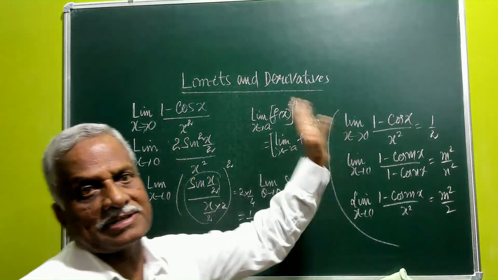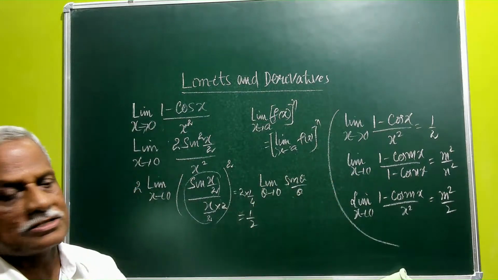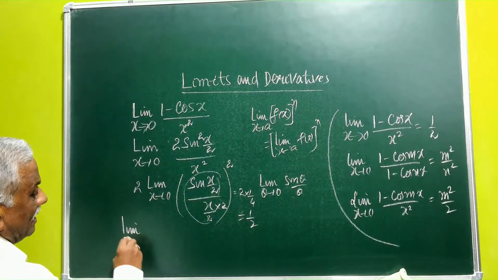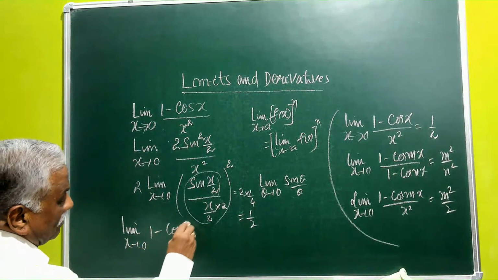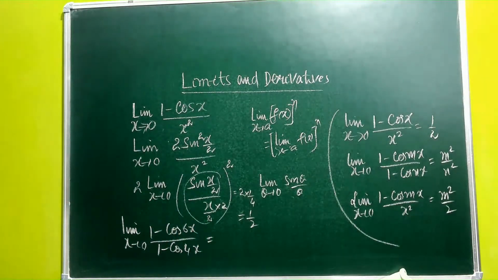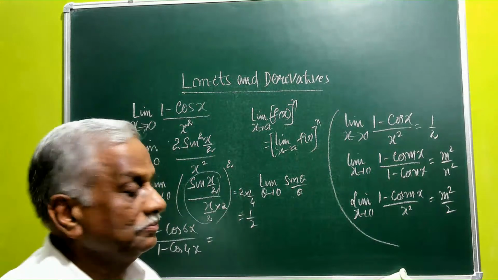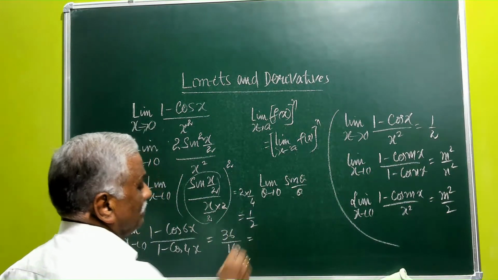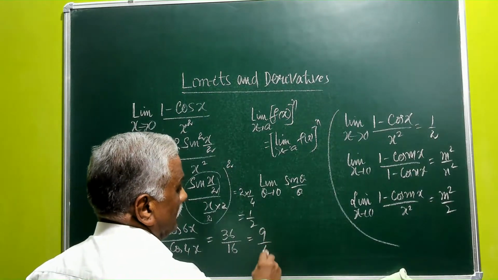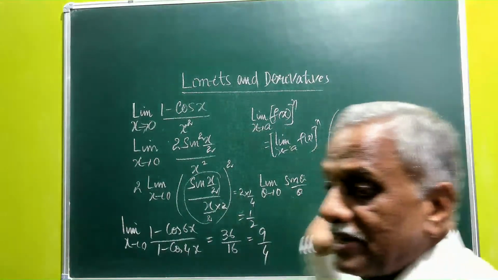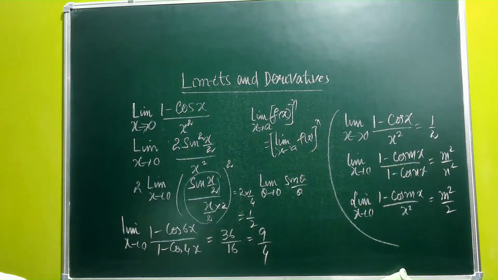What I would advise is remember this: 1 minus cos mx by 1 minus cos nx. Supposing they give you limit x tends to 0, 1 minus cos 6x by 1 minus cos 4x, in fact I think in 2015 or so they gave this problem, you can remember the answer as m square by n square, that is 9 by 4. Along with those 7 standard limits, you can remember this and save a lot of time. So let me go to the next problem.